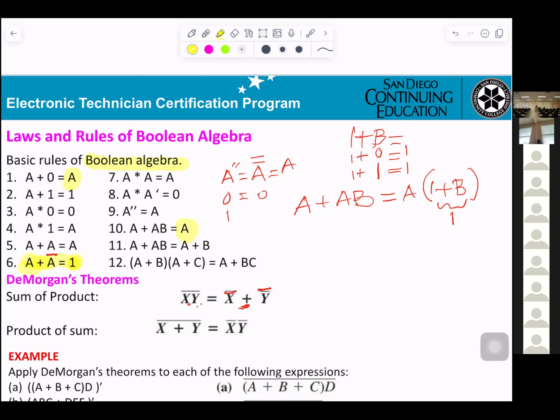Number 11, okay, I have to double check. But that is for the very general case. Next one: De Morgan's law.